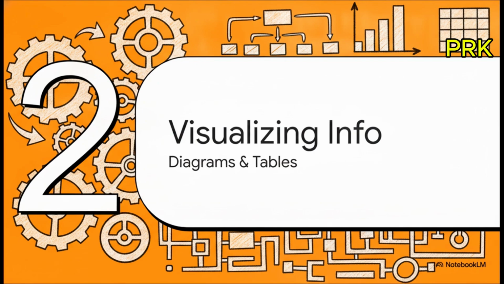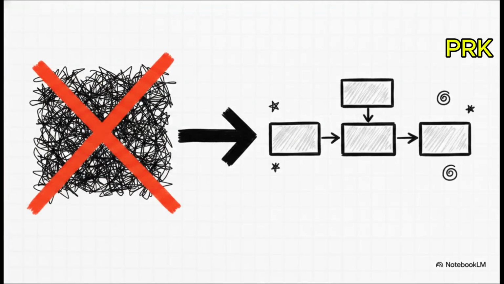Moving on to Section 2, visualizing complex information. Look, to prevent your explanation from reading like the terms and conditions of a software update, because nobody actually reads those, right? You need to inject visual structure. The source material strongly advocates for immediate visual relief. Think about how exhausting it is to slog through paragraph after paragraph just describing a process.